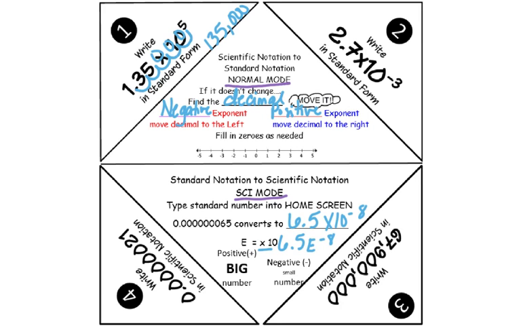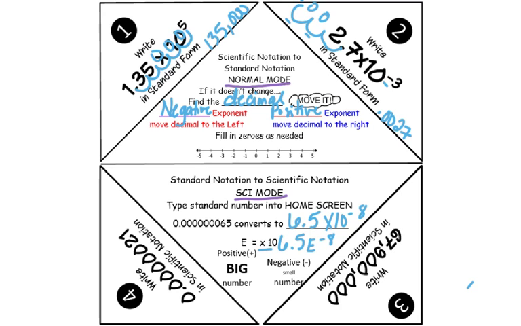If your exponent is a negative, that means you're talking about a little tiny number. So on number 2, 2.7 times 10 to the negative 3rd, because of that negative, I know this is going to be a really small number. So I'm going to move the decimal 3 spots, 1, 2, 3, to the left. And so these blanks here, I've got to fill in zeros, and then that's where my decimal would be. So this would be 0.0027.